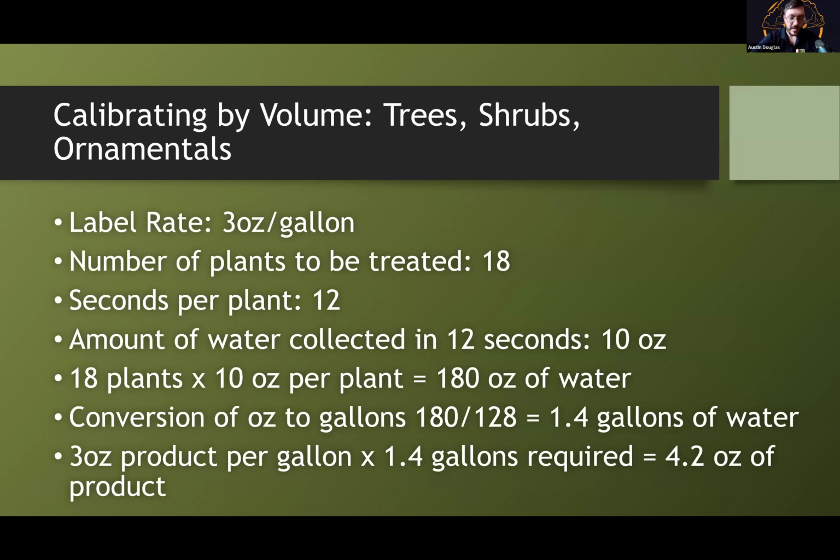3 ounces of product per gallon times 1.4 gallons required, it comes out to 4.2 ounces of product. So this is just a quick mathematical equation to help you figure out how to properly calibrate a sprayer.